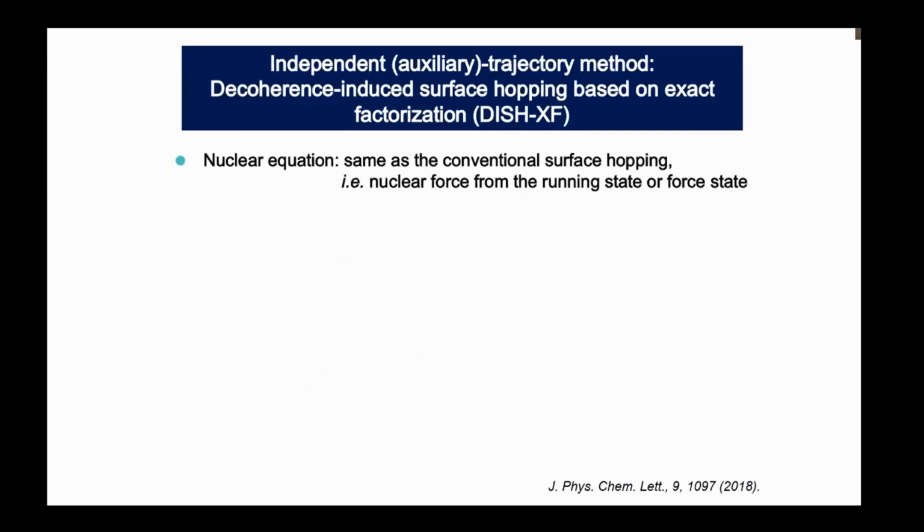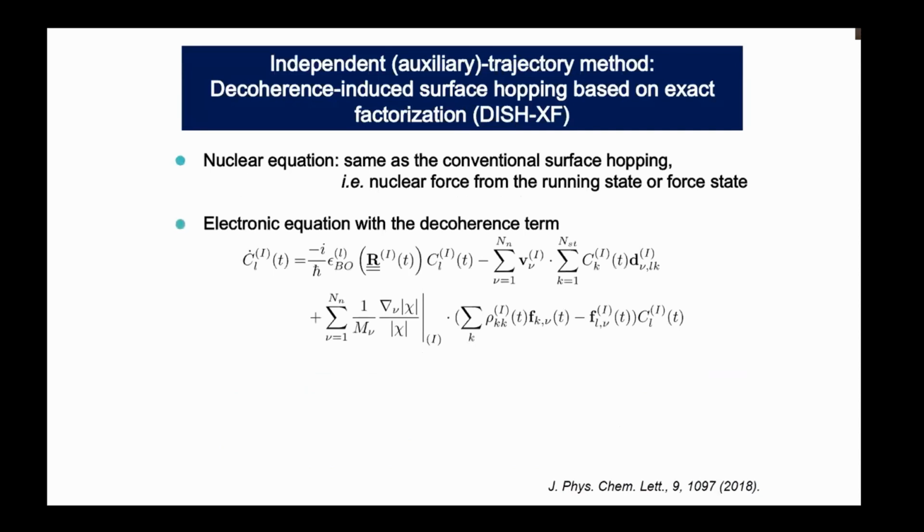In this algorithm, we use the same nuclear equation as the conventional surface hopping. For the electronic equation of motion, we have a difference because we have the coherence term here. So for the electronic motion, we follow these equations. Here we use the decoherence term from the exact factorization. I want to emphasize that this term is not an ad hoc correction for this equation. We use this entire equation of motion for the electronic dynamics. So it's different from the other conventional decoherence-corrected surface hopping dynamics.